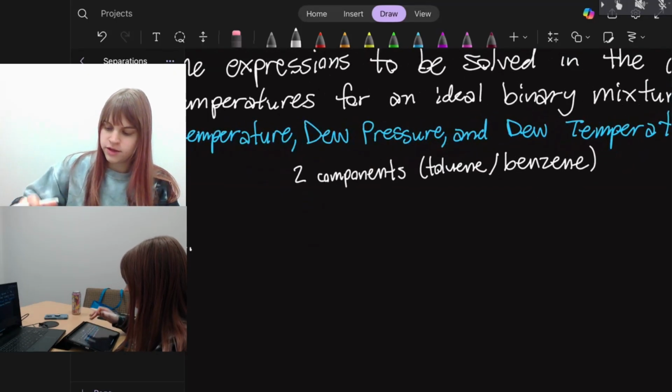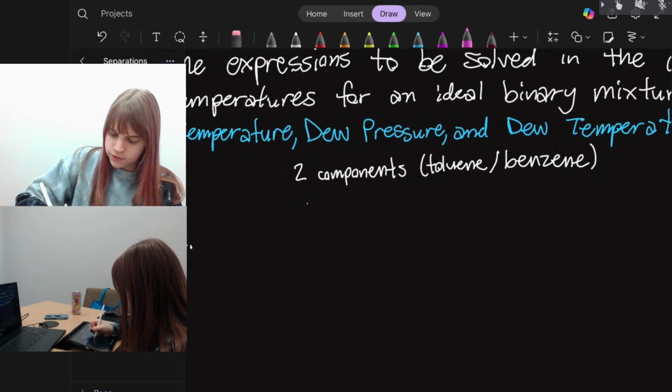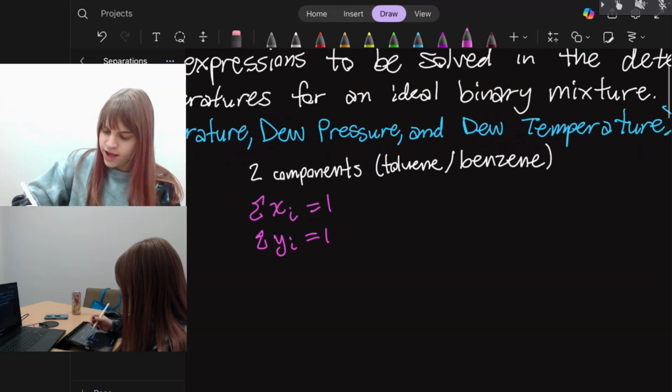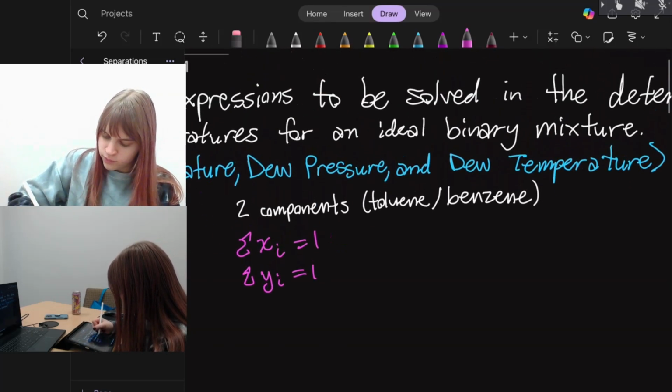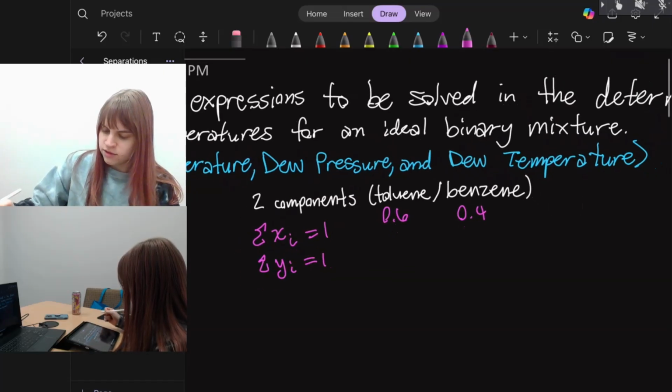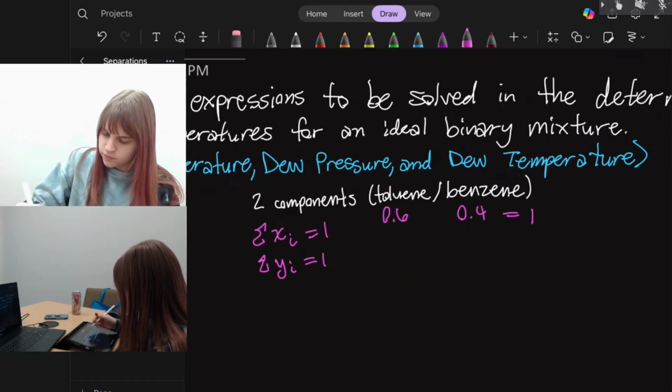And we know that the summation of the mole fractions in each of the phases should be equal to 1. So if we had 0.6 toluene, we should have 0.4 benzene. But that's just an example.